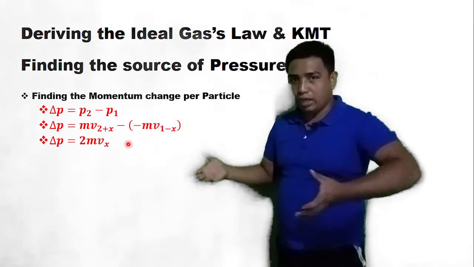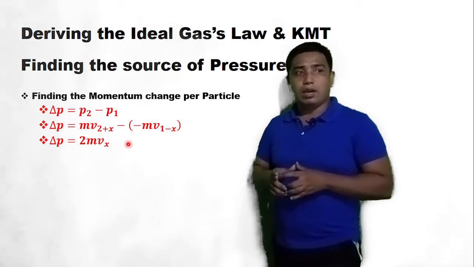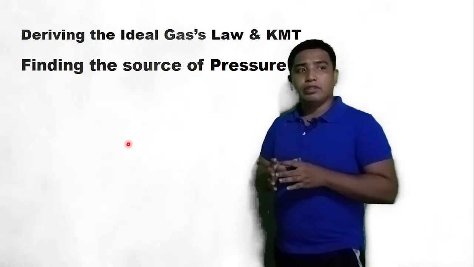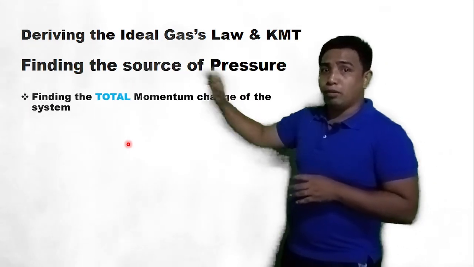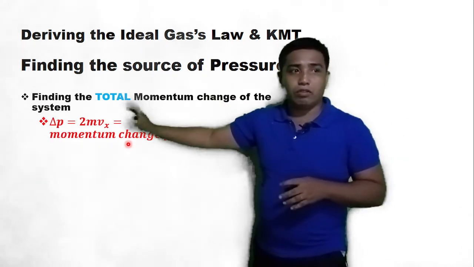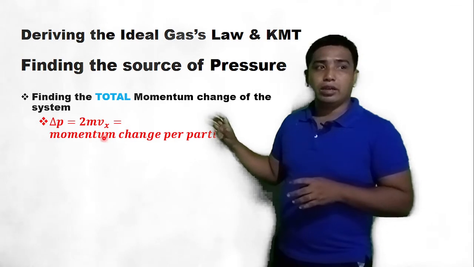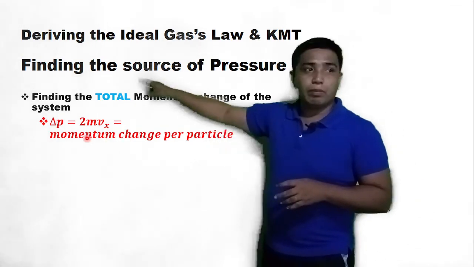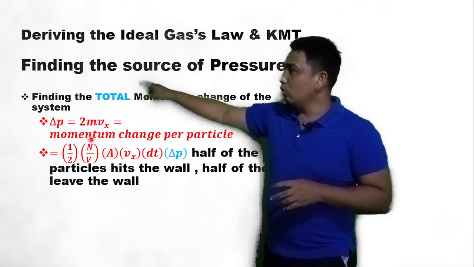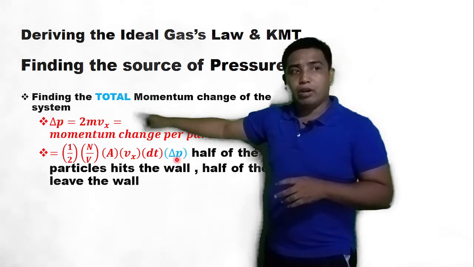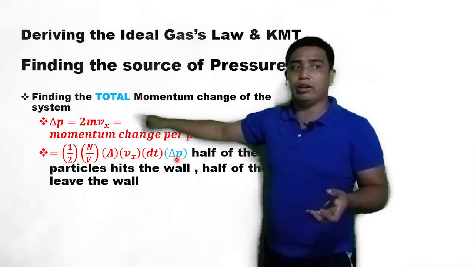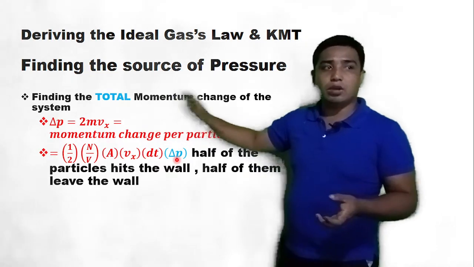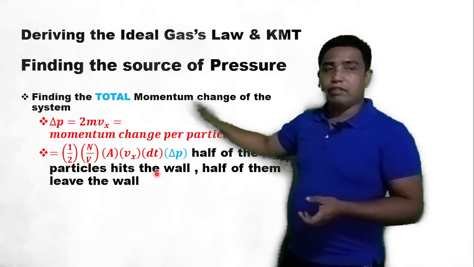Alright, now we can find the total momentum change of the system by multiplying the change in momentum per particle times the total number of collisions happening. So this is the momentum per particle, and we are going to multiply it by the number of particles colliding with the walls of the container, where half of the particles hit the wall and half of them leave the wall.